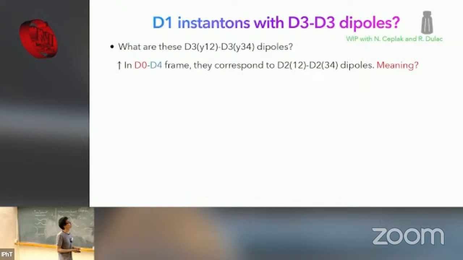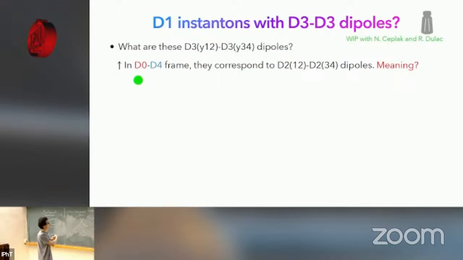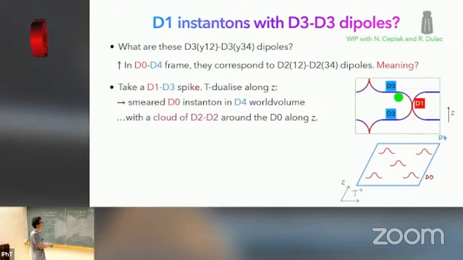So what are these? I can go first to the D0, D4 frame, right? Where these dipoles would correspond to D2 dipoles along 1, 2, and 3, 4. So how should I understand it? Well, maybe I can take a D1, D3 spike like this, and I can T-dualize along that. What I get is a smeared D0 instanton along Z in a D4 worldvolume.